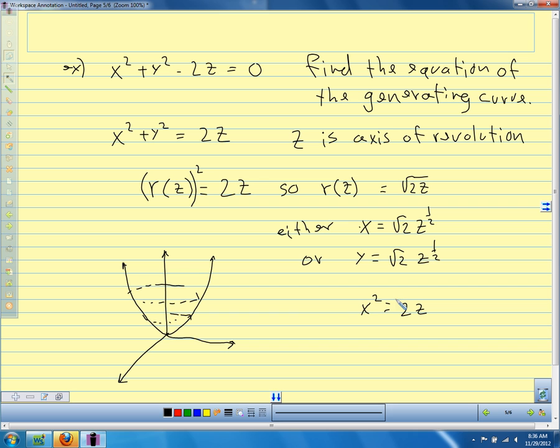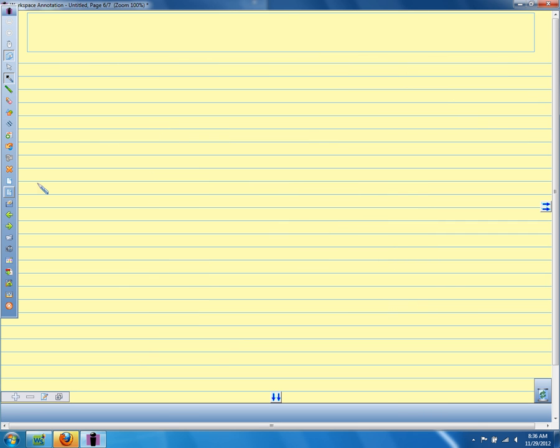All right, any questions on surfaces of revolution? Okay. Homework. We're almost done with this chapter. Next thing we're going to talk about is cylindrical coordinates, and then we talk about spherical coordinates, and then we are finished with this chapter.